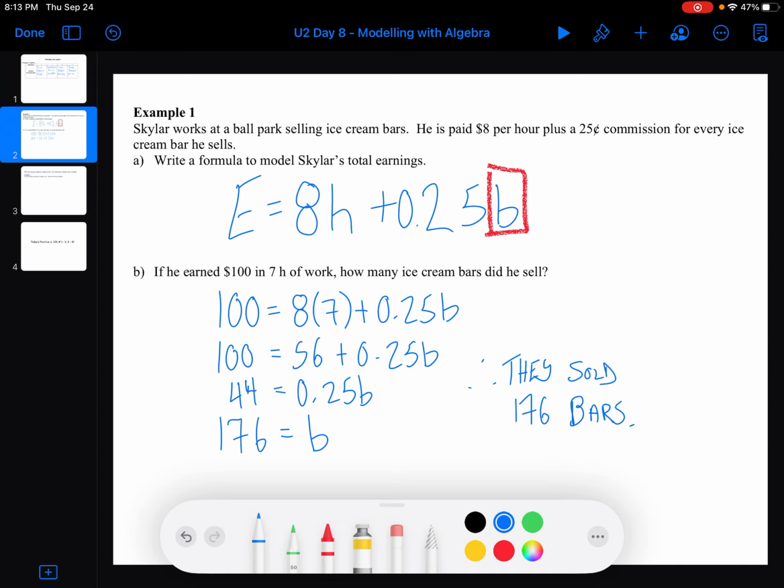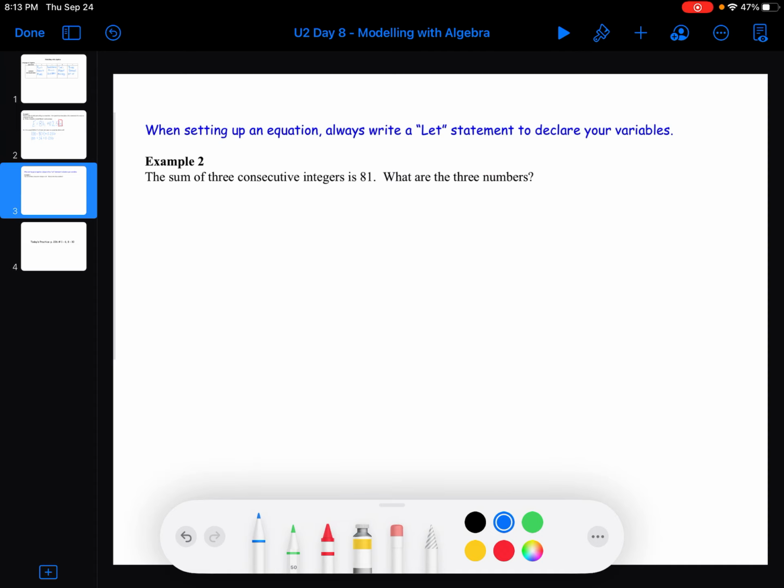On the next question, when we're setting these up, we should always include a let statement and a therefore statement. So we didn't include a let statement in the last one, but we will in this one. So the sum of 3 consecutive integers is 81. What are those integers? Well, 3 consecutive means like 3, 4, 5 or 7, 8, 9. Sum means adding. Well, what I'm going to do is say let x be the first integer.